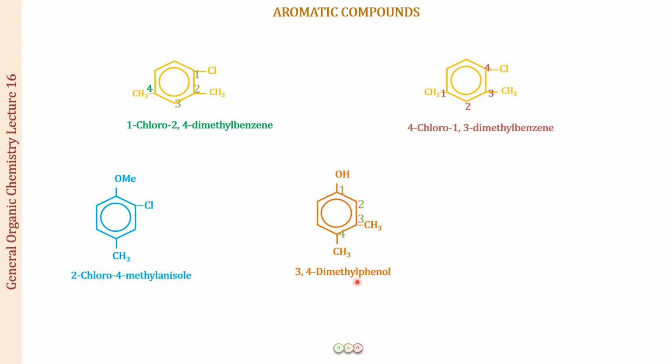So the base name is going to be phenol, and then it is going to be the numbering so that you give a lower number to the substituents this way or this way. So it will be obviously this way. So it is carbon number 1, 2, 3 and 4. So this becomes 3,4-dimethyl phenol.